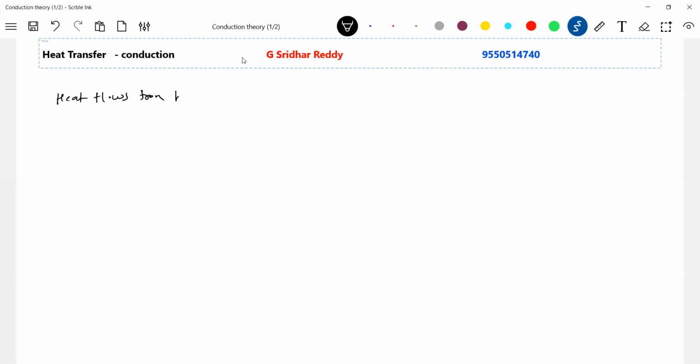It flows from high temperature to low temperature. Heat is a form of energy, we know that. What is heat? Don't say heat energy. Call heat a form of energy. It flows from high temperature to low temperature.